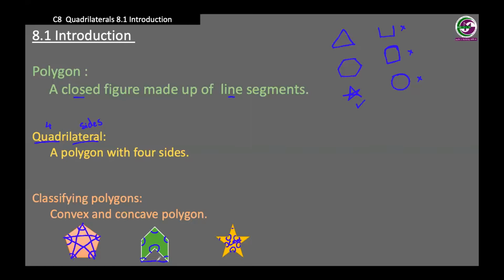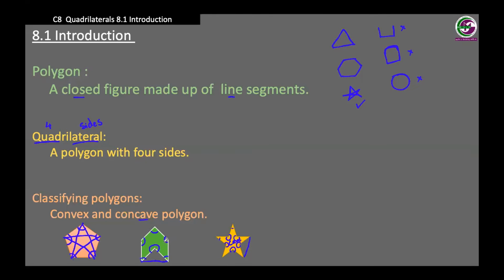So if the diagonal is in the exterior part of the shape, this is again concave. Again, you can draw a diagonal from any of this shape. It is outside the shape, so it is concave. So these are the facts to understand whether a polygon is convex or concave.